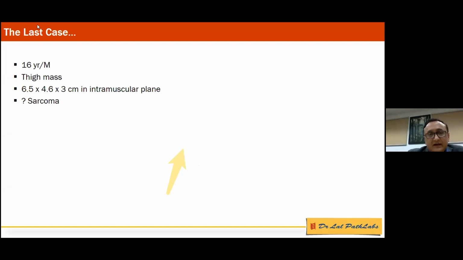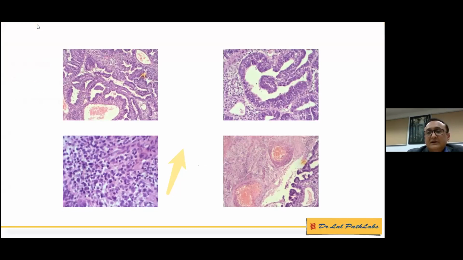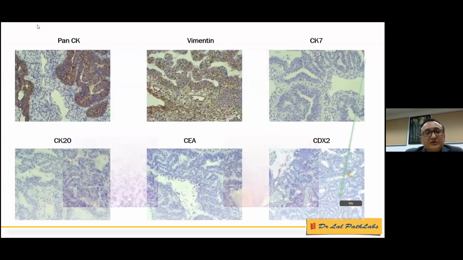Very quickly, this is the last case, 16 years male, thigh mass, large mass, 6.5 centimeters. Clinical diagnosis was sarcoma. This was HE, which was, there were areas which looked like carcinoma. There were areas which looked like sarcoma. So, carcinosarcoma was the diagnosis on light microscopy, of course.